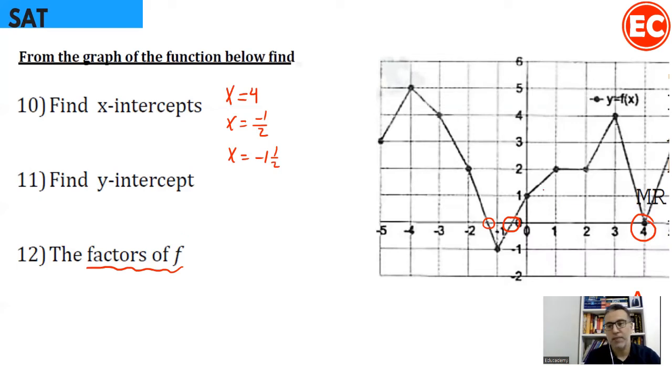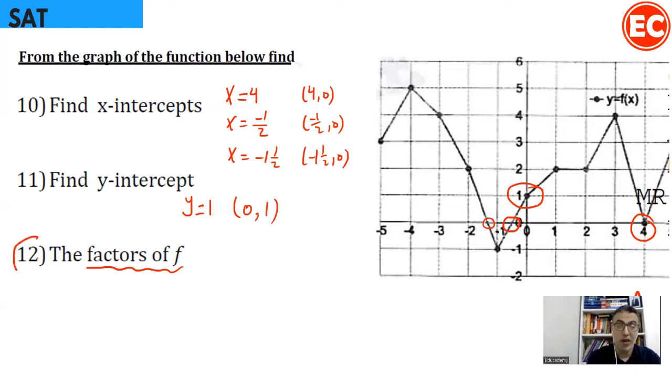But for the y-intercepts, I have only 1 point, at y equal to 1. If you wanted to write these as ordered pairs, it's going to be (4, 0), (-1/2, 0), (-1.5, 0). And if I want to write the y-intercept point, it's going to be (0, 1).